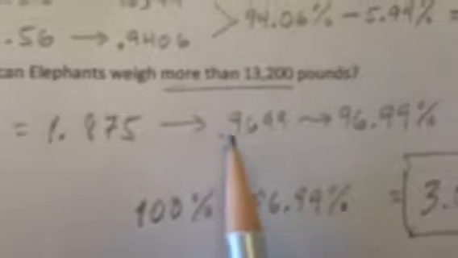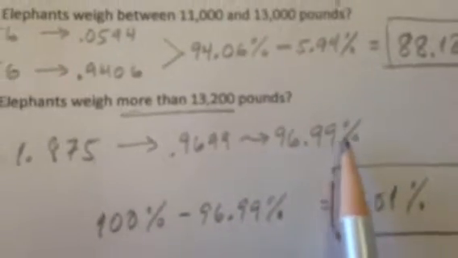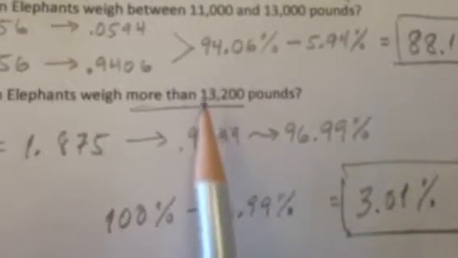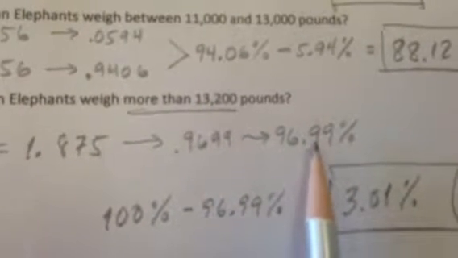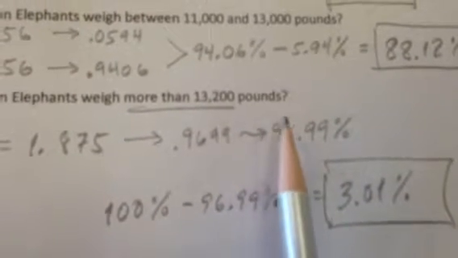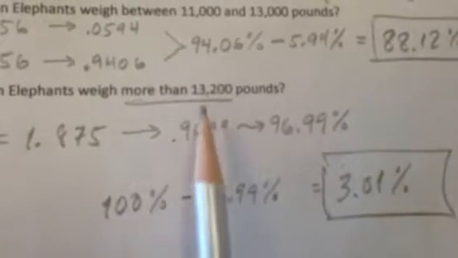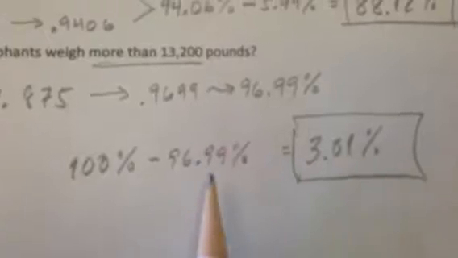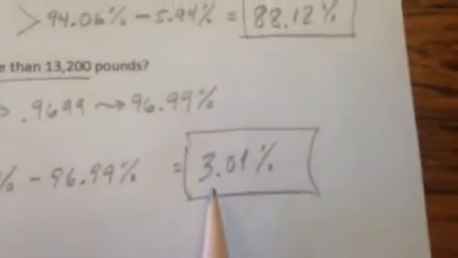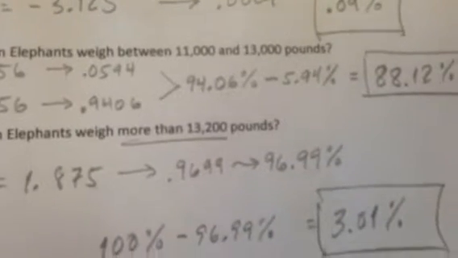0.9699 means 96.99% of the elephants weigh less than 13,200 pounds. Remember, that number on the chart is the percentage less than your score. And we want more than, so we subtract it from 100. 100% minus that 96.99% is a mere 3.01% of the elephants weigh more than 13,200 pounds.